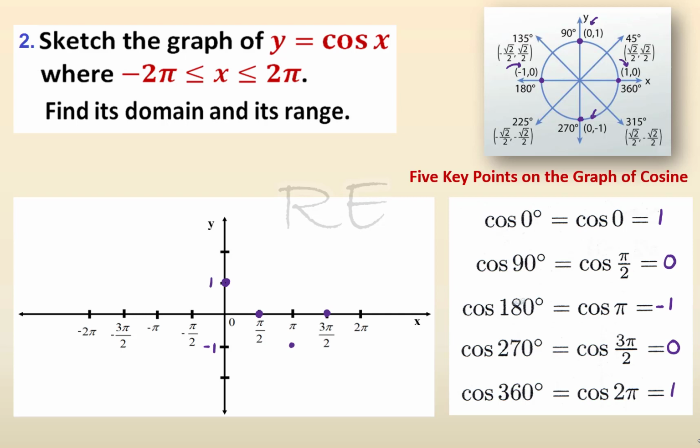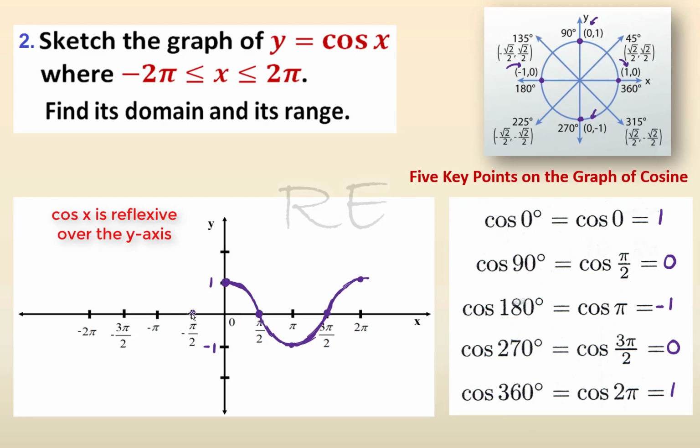We will connect those points with a smooth curve starting at 1, and the graph of cosine has the shape of a cup. And we'll continue on the left side.